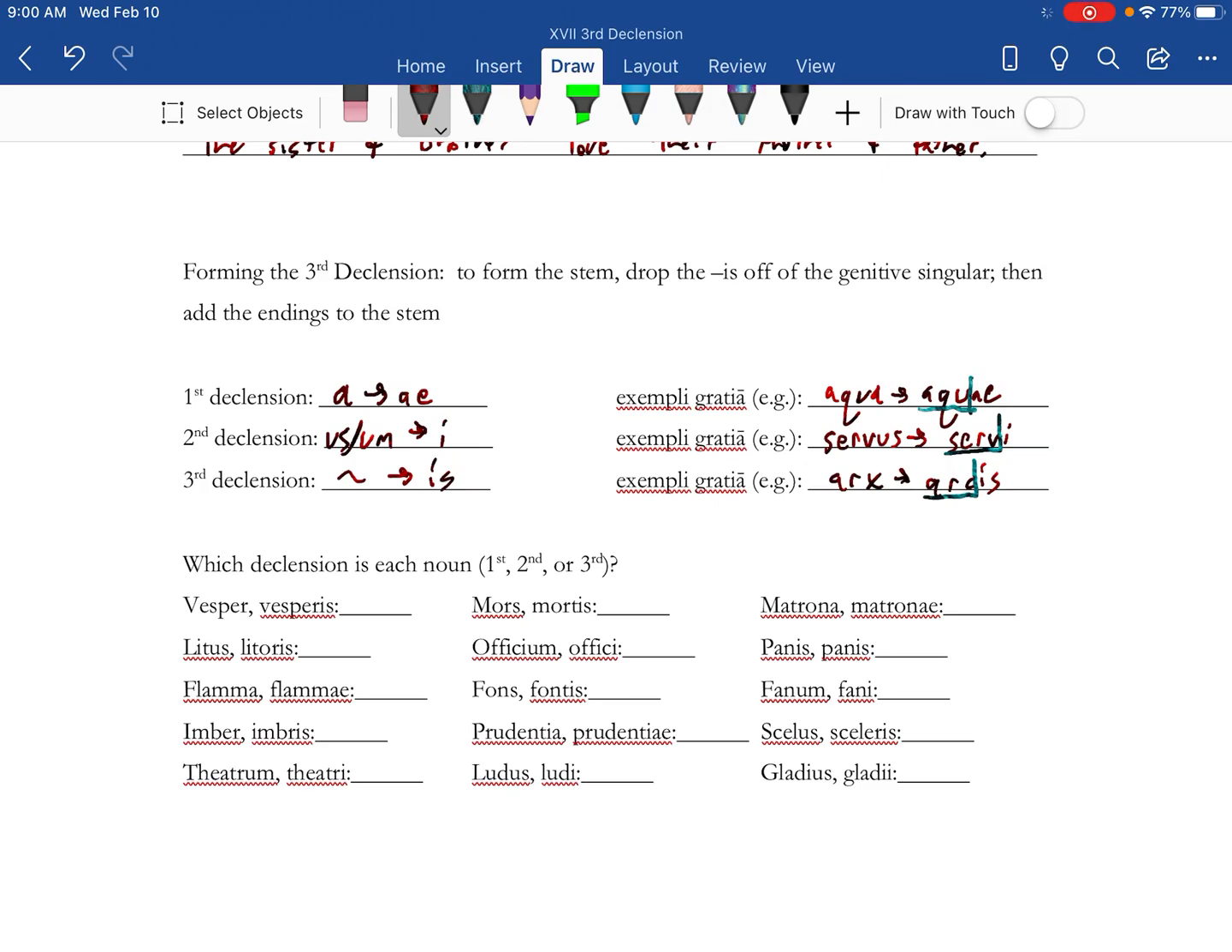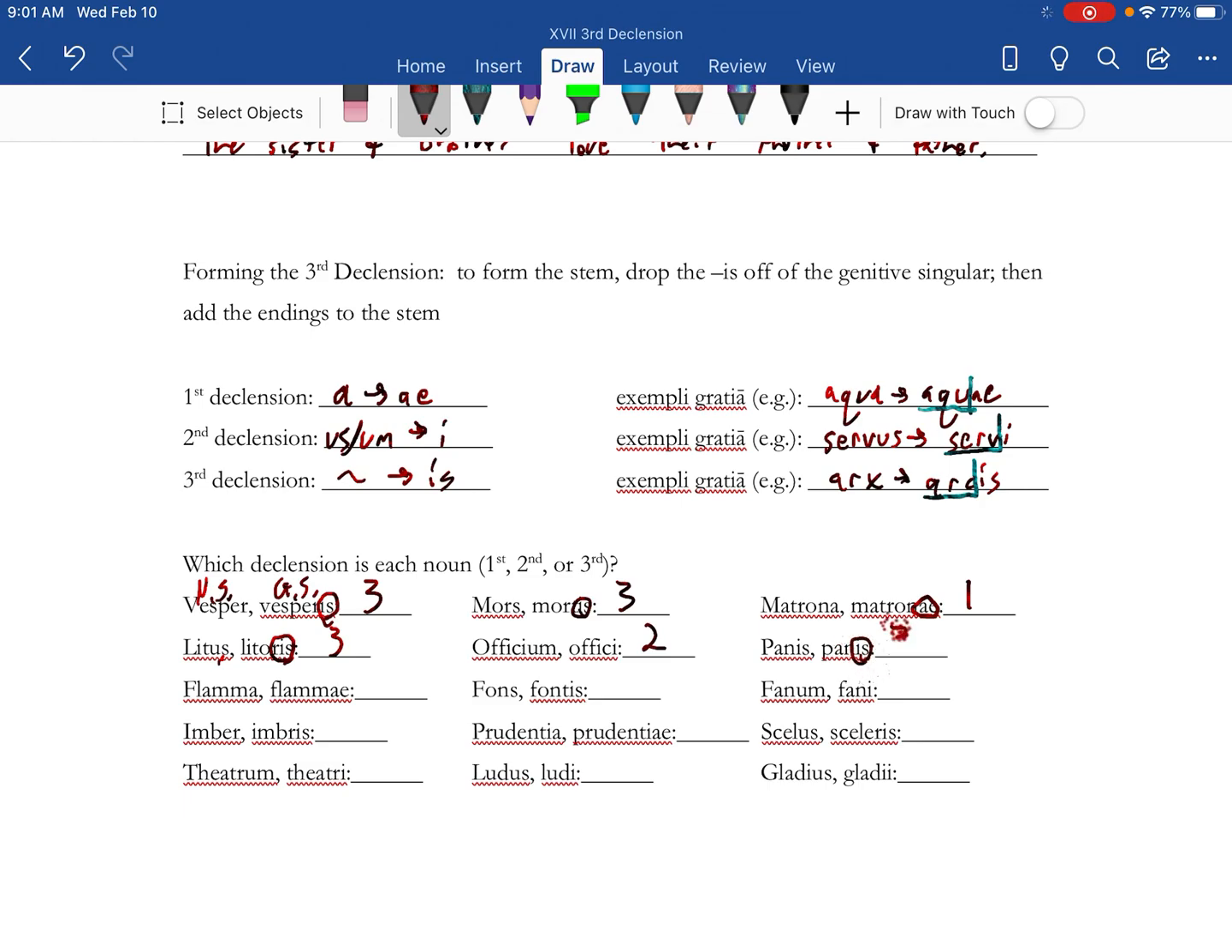All right, so with these guys down below, we need to figure out which declension each is. The important thing is the genitive singular, because the genitive singular is what tells us what declension it is. So this is the nominative singular, this is the genitive singular. We have an IS here, which tells us it's third. IS here tells us it's third. A to AE tells us that's first. This has a US, which looks second declension, but the genitive singular ends in IS, so that's going to be third. UM to I, second.